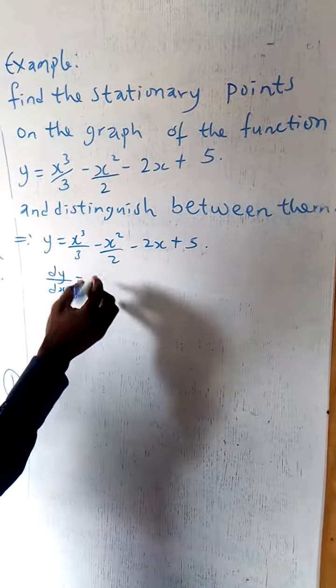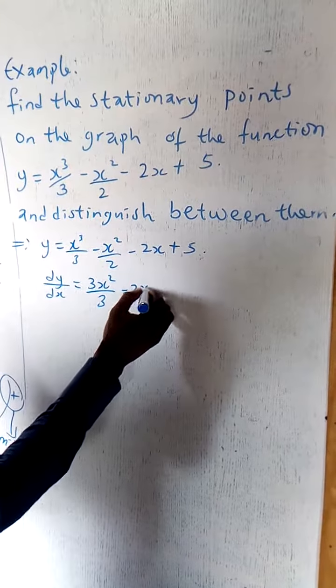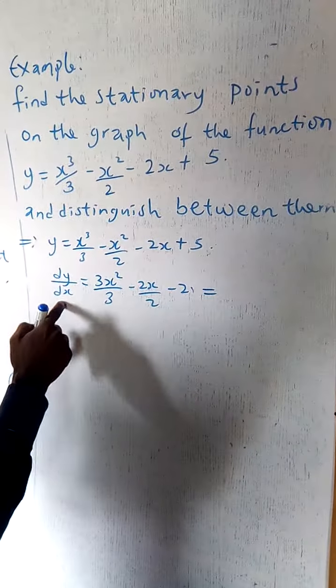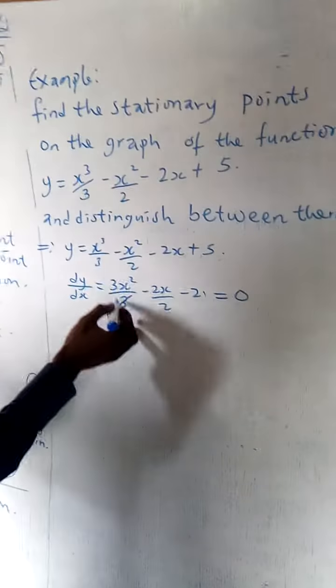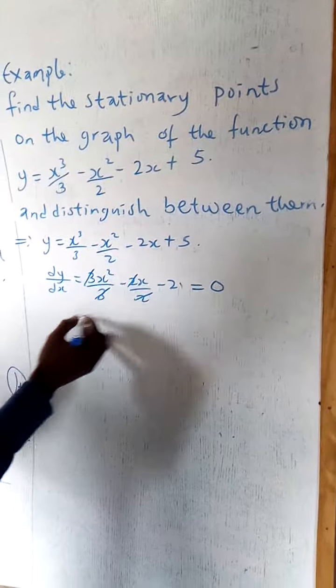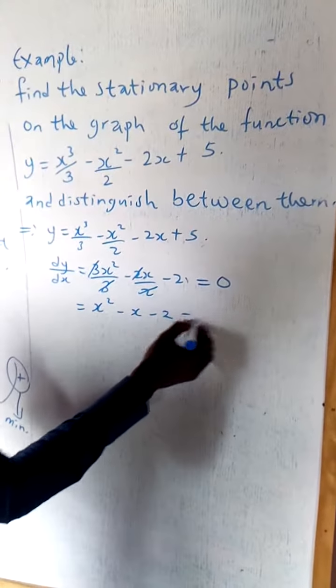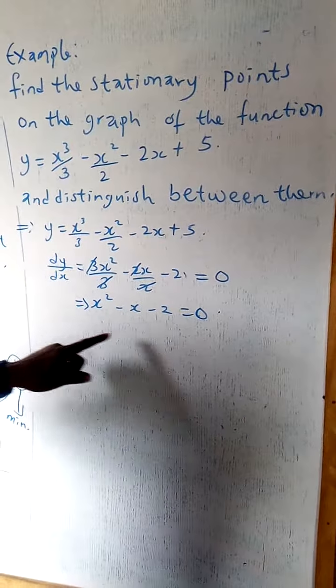So you find the derivative here. That's 3s²/3 − 2s/2 − 2. Then the derivative has to be equal to 0 according to this explanation. So we cancel this out, cancel this out. Then we have s² − s − 2 = 0.